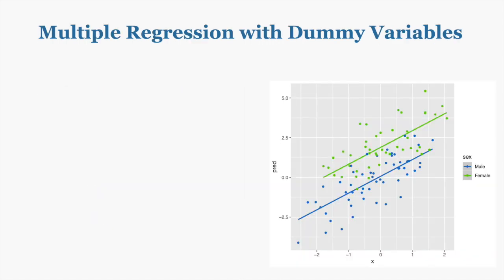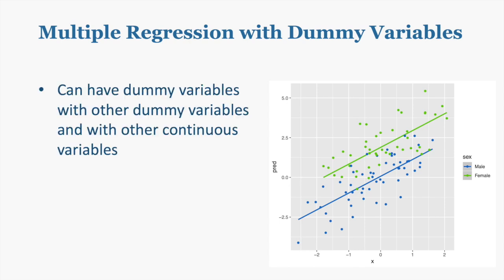One thing that's nice, one note, is that R automatically creates these. So it's not something you're going to have to think about too much. You just need to be aware that's how it works. When we do multiple regression with dummy variables, you can actually have dummy variables with other dummy variables. You can have it with other continuous variables.